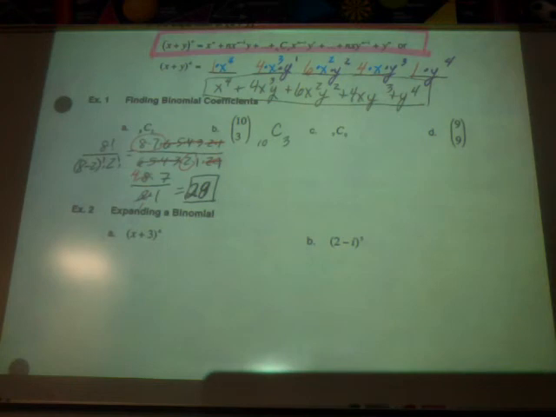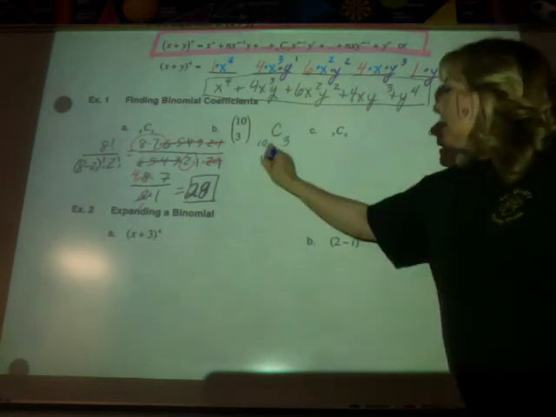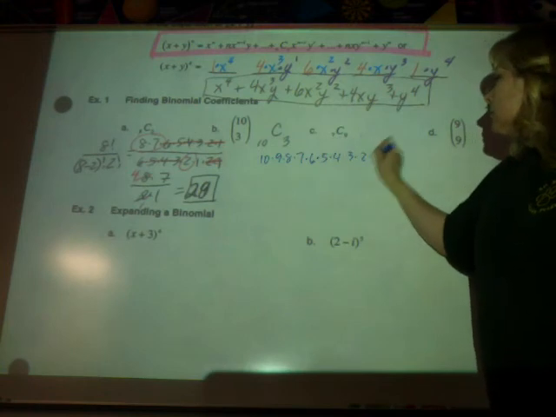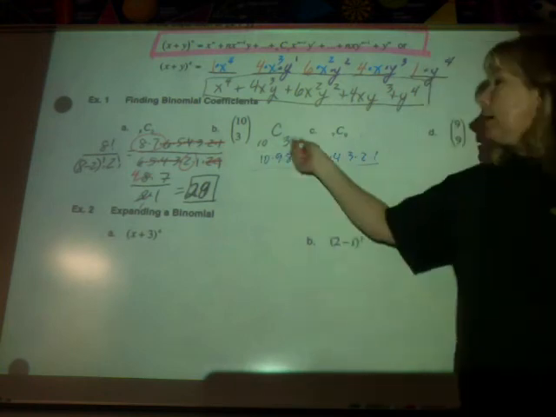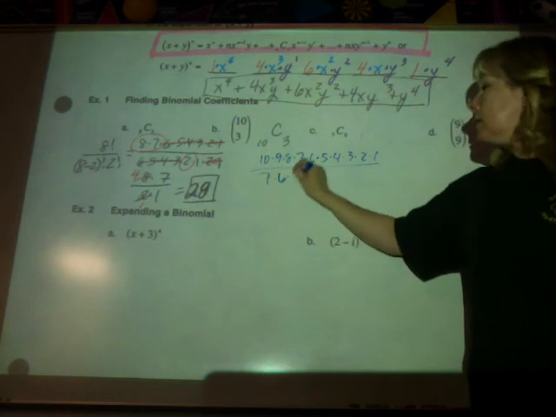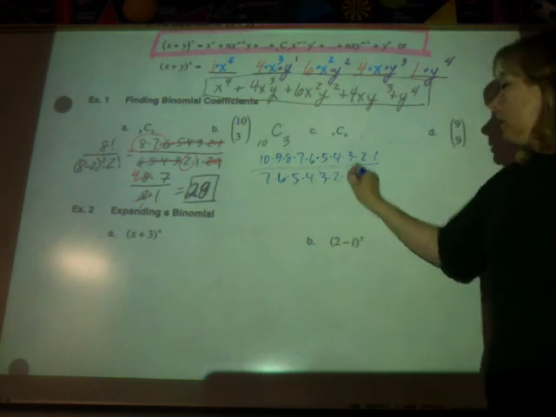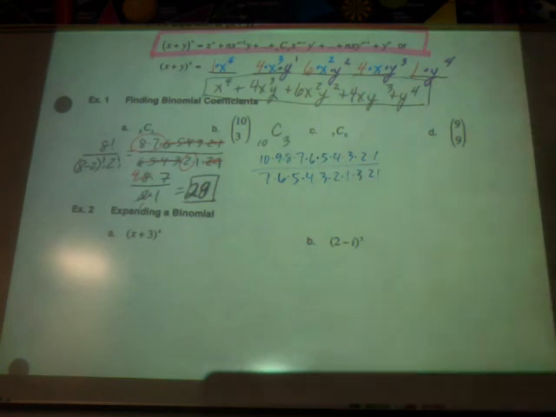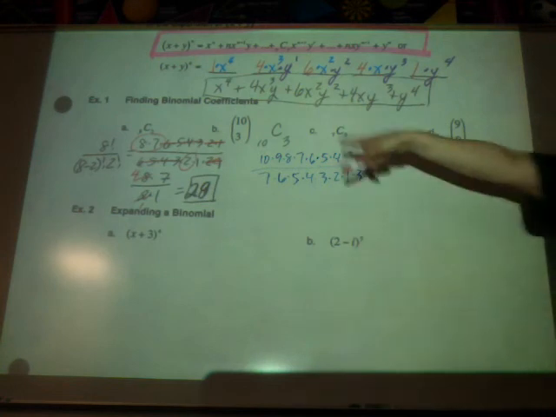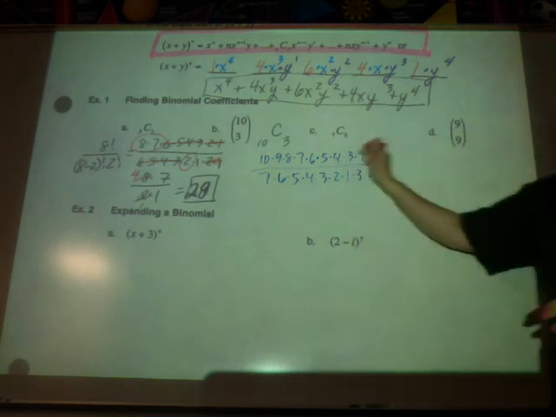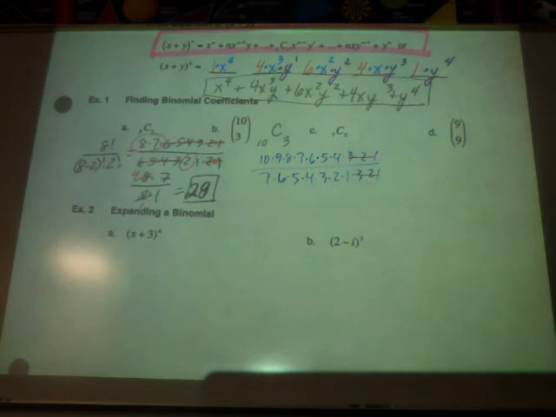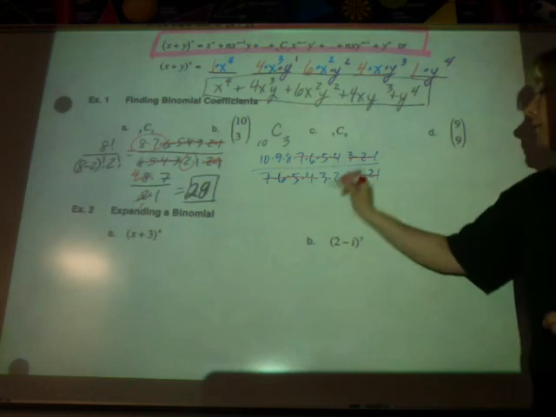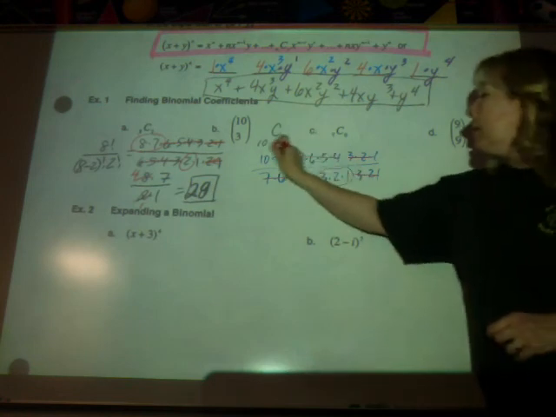Here's my blue. So if I did 10 factorial, wouldn't that be 10, 9, 8, 7, 6, 5, 4, 3, 2, 1, right? Over 10 minus 3 factorial would be 7, 6, 5, 4, 3, 2, 1, and then 3 factorial, 3, 2, 1. Tell me if what we talked about works on this one just like it did on that one. The 3, 2, 1s cancel, don't they? And then I have 7, 6, 5, 4. That'll cancel with 7, 6, 5, 4. What are you left with here and here?